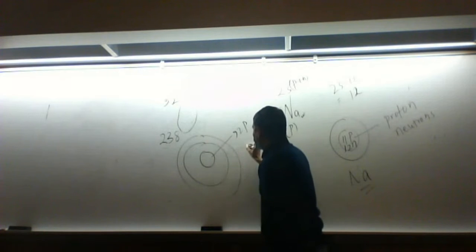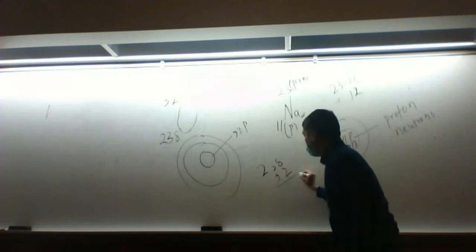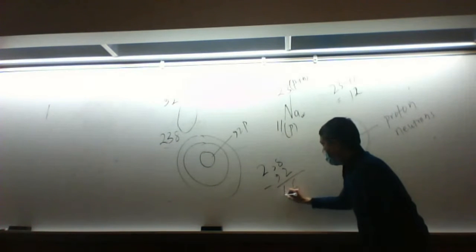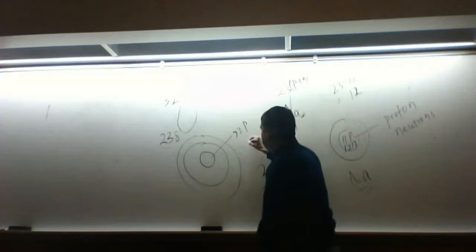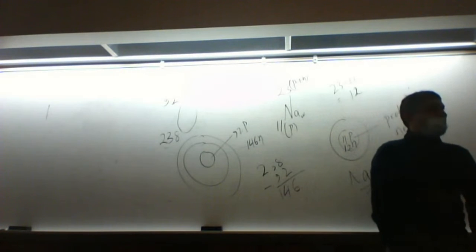238 minus 92 gives you the number of neutrons. So there are 146. So 146 is the number of neutrons. Make sense?